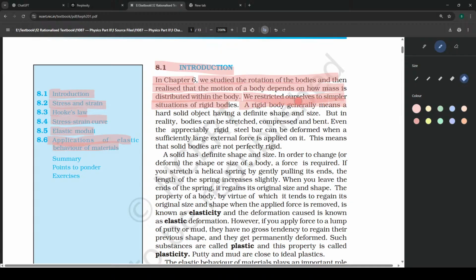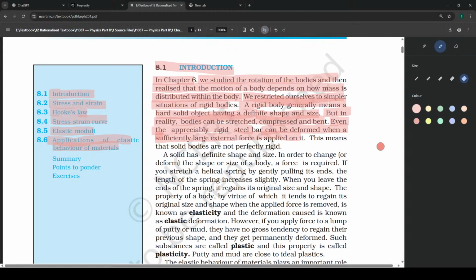A rigid body generally means a hard solid object having a definite shape and size. But in reality, bodies can be stretched, compressed, and even bent. Even an appreciably rigid steel bar can be deformed when a sufficiently large external force is applied. The first point to understand here is that rigid bodies in reality do not exist.